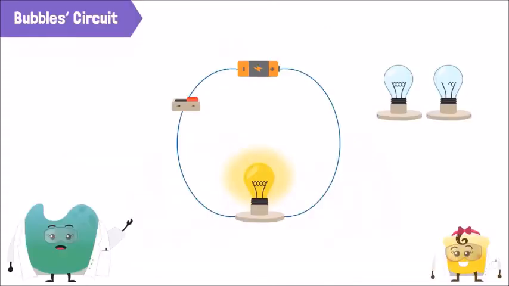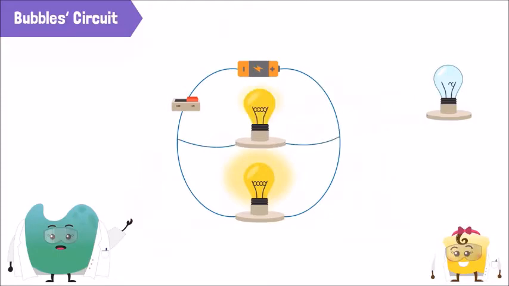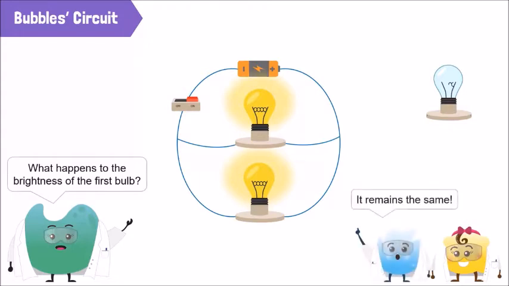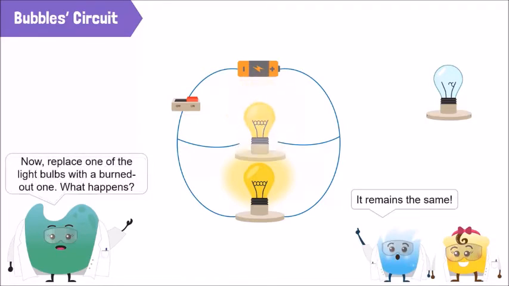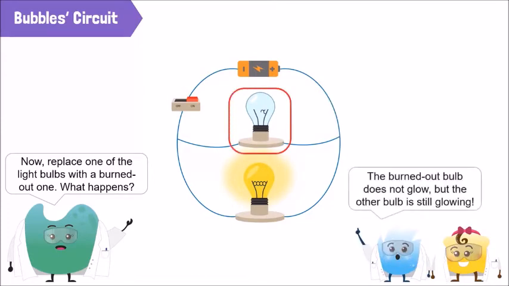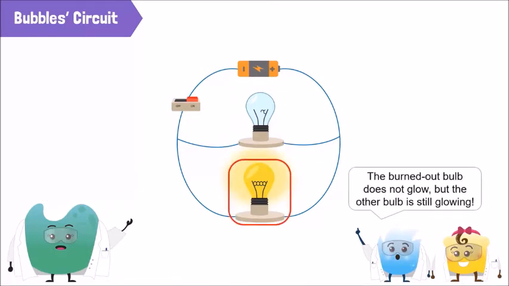Now let's try Bubbles' suggestion. We'll add another bulb above the first one. What happens to the brightness of the first bulb? It remains the same this way. Correct. Now replace one of the light bulbs with the burned out one. What happens? The burnt out bulb does not glow, but the other bulb is still glowing. It is not affected. Excellent observation.